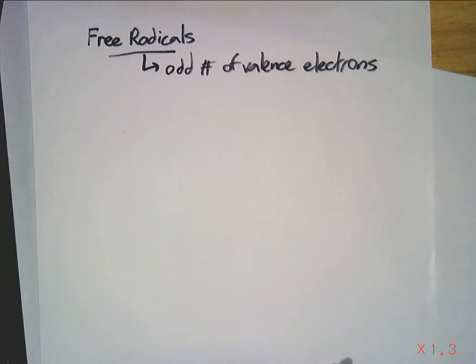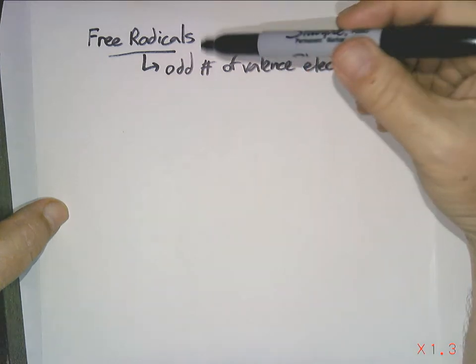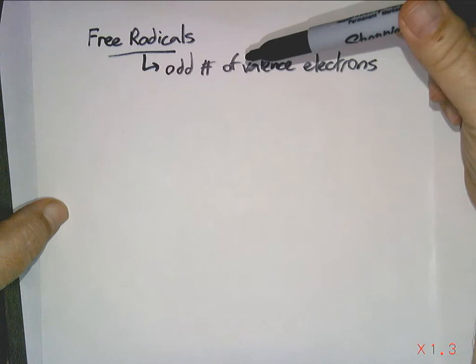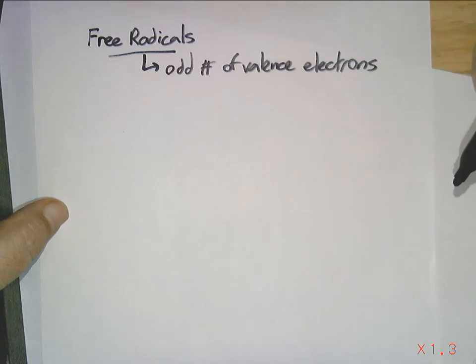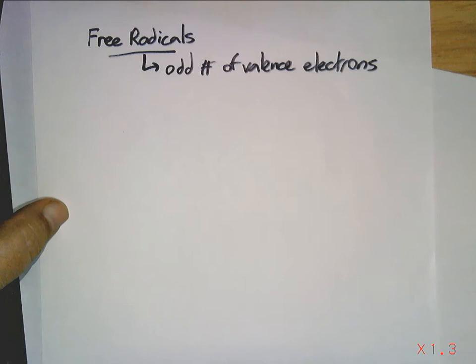In this video, let's build Lewis structures for an important class of compounds called free radicals. A free radical is defined as a molecule that has an odd number of valence electrons. Now, if you've got an odd number of valence electrons, it's going to become impossible for you to satisfy the octet rule for all of the atoms in your structure.